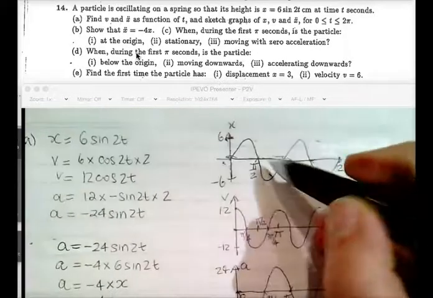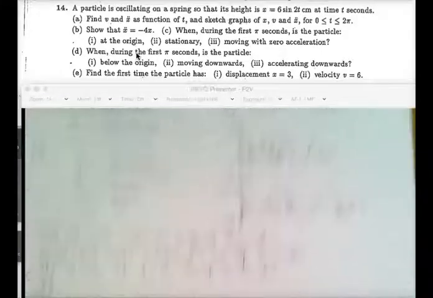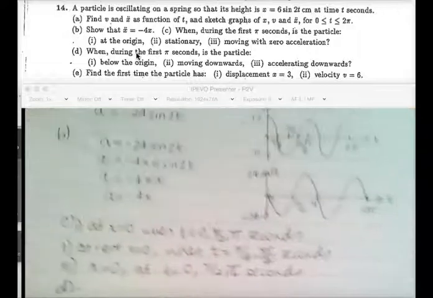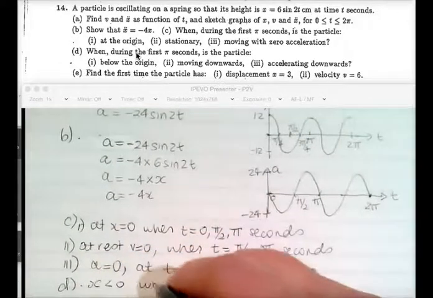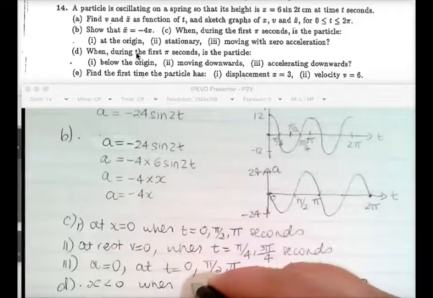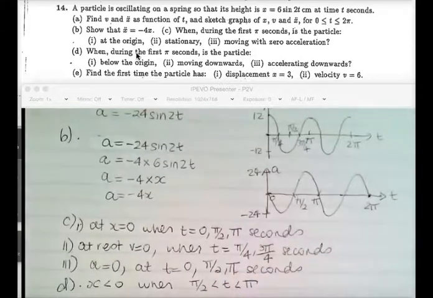Now part D, when during the first pi seconds is the particle below the origin. Below the origin is when x is negative, so it's between pi on 2 and pi. So they just want to know for the first pi seconds when it's below the origin. So x is less than 0, particle is below the origin, when t lies between pi on 2 and pi.